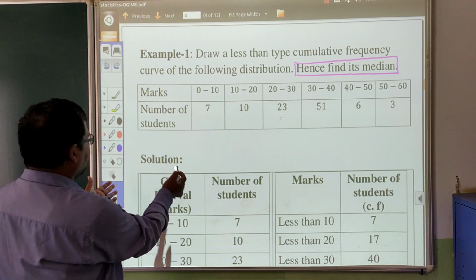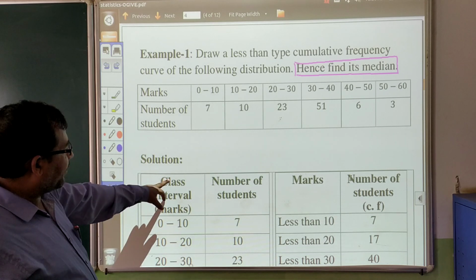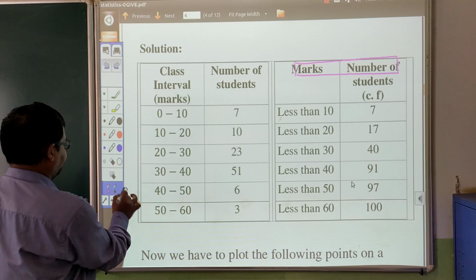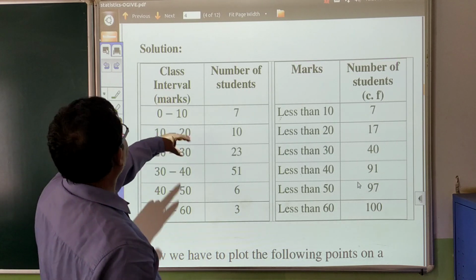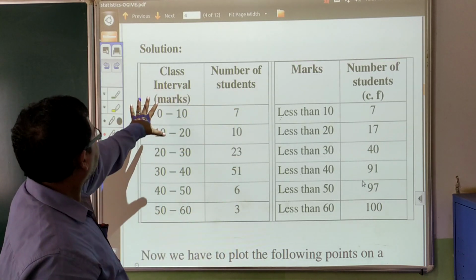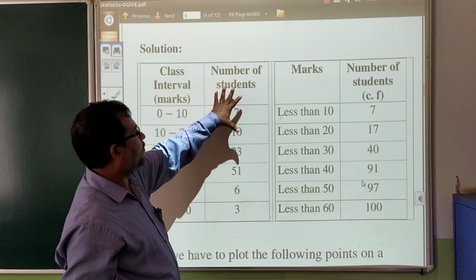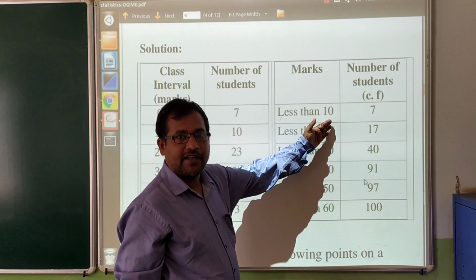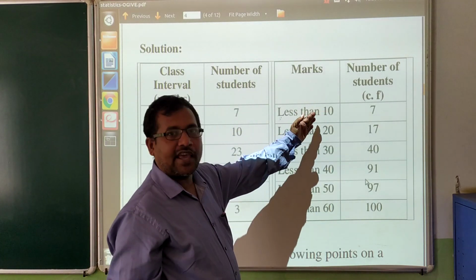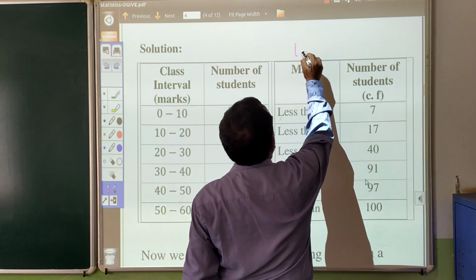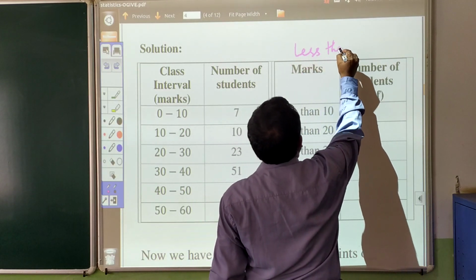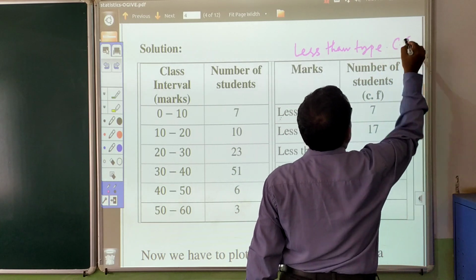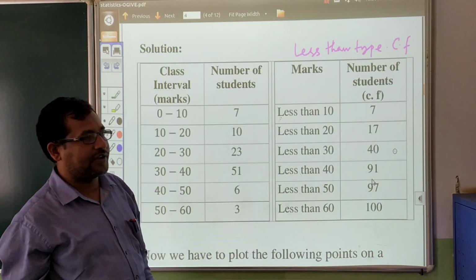So I will make a table. Now you see, this is our question. Class interval or marks, number of students or frequencies. Then look how I will prepare a less than type cumulative frequency table.